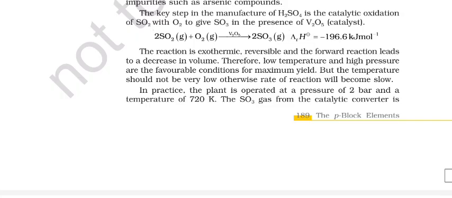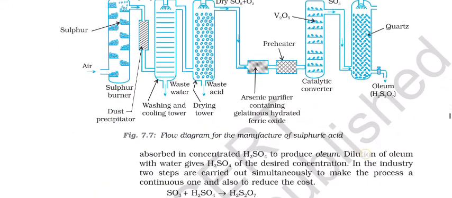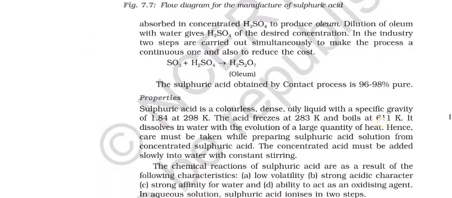The SO3 gas from the catalytic converter is absorbed in concentrated H2SO4 to produce oleum. Dilution of oleum with water gives H2SO4 of the desired concentration. In industry, the two steps are carried out simultaneously to make the process continuous and also reduce the cost. The sulfuric acid obtained by the contact process is 96 to 98% pure.